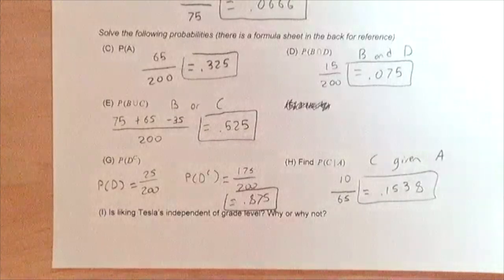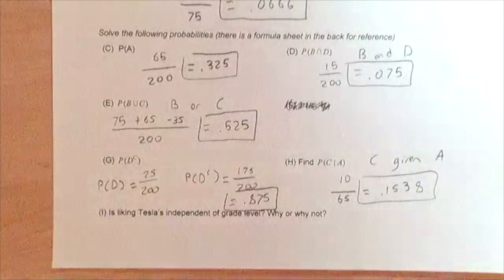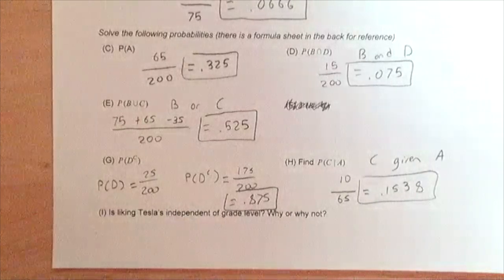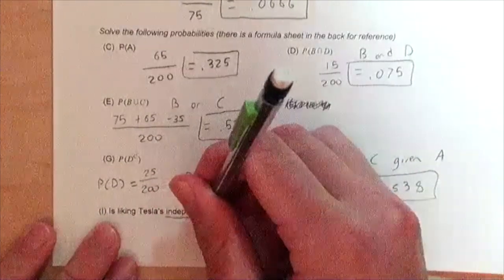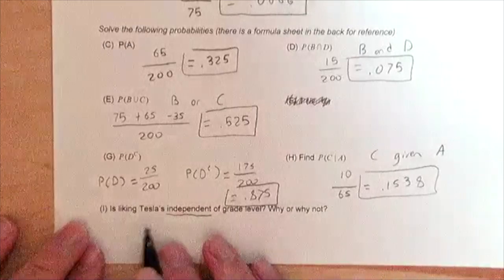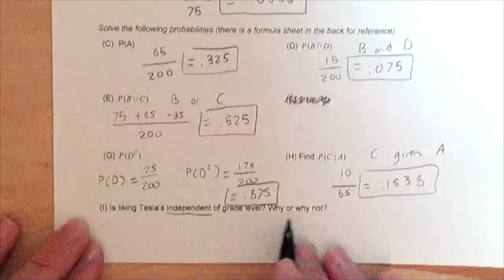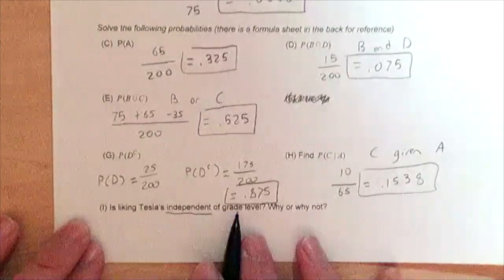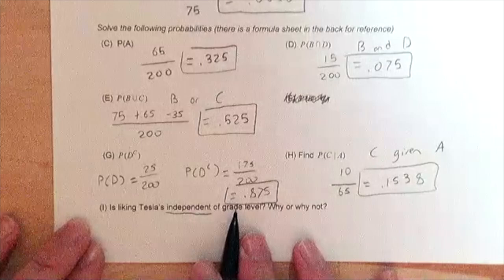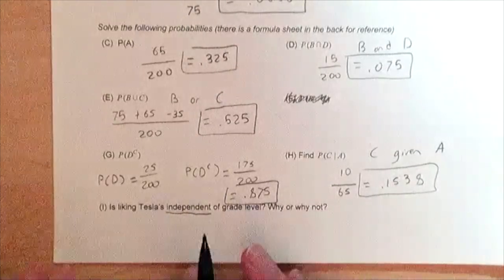So that's that. And now we're going to talk about the 2 big vocabulary words, which are independence and mutually exclusive. And to me, the hardest part is that they sound really similar and they can be really easily confused. First, it just says, is liking Tesla independent of grade level? Why or why not? And all this would mean is that it doesn't matter what grade you're in. If you're a 6th grader, a 7th grader, an 8th grader, you like the Tesla at the same rate.